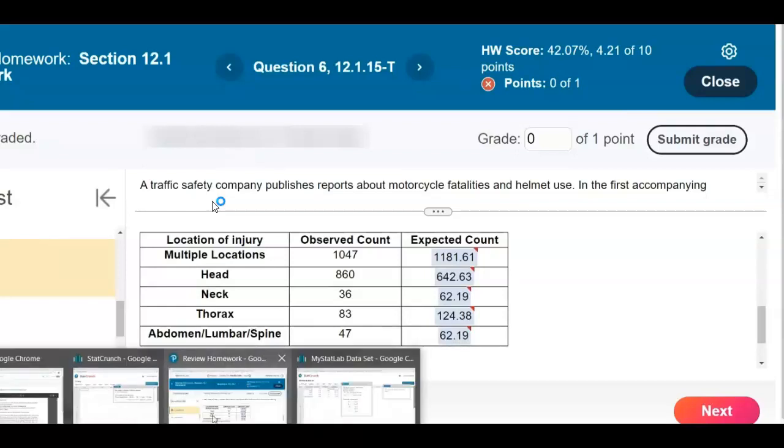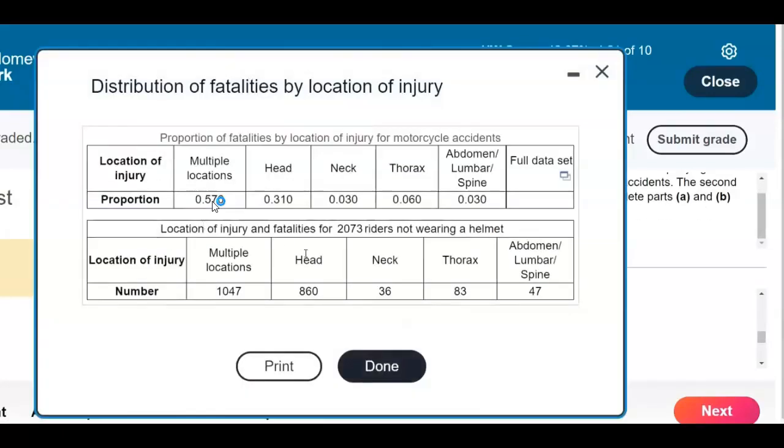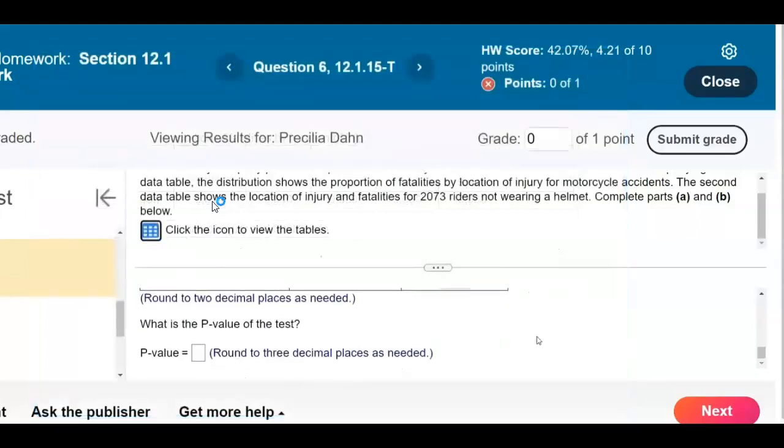So essentially you're just multiplying the proportion by the number of riders. If we look again at the table, this is actually confusing, especially when it shows up in StatCrunch. There's this urge to just multiply these two together, and you've got to resist the urge, because we're trying to figure out: if 57% of the fatal injuries were from multiple locations, how many riders would that be, or would we expect it to be, if there were 2,073 riders? That's why we multiply the 2,073 by each of these decimals, because that's what we expect it to be. But then these are the actual numbers that we have, and we're trying to figure out how close together these two things are.